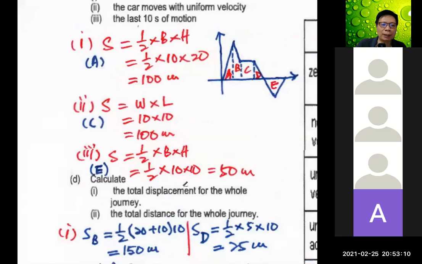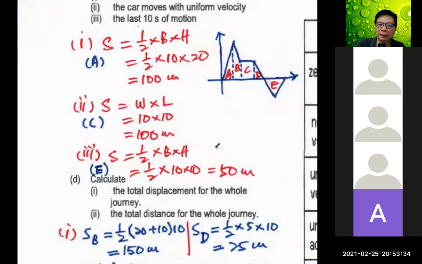Total displacement. Total displacement must include all 5 sections, A, B, C, D, E. So how do you calculate now? A is 100. B is 150. C is 100. D is 25. And E is 50. So what is the total displacement now?